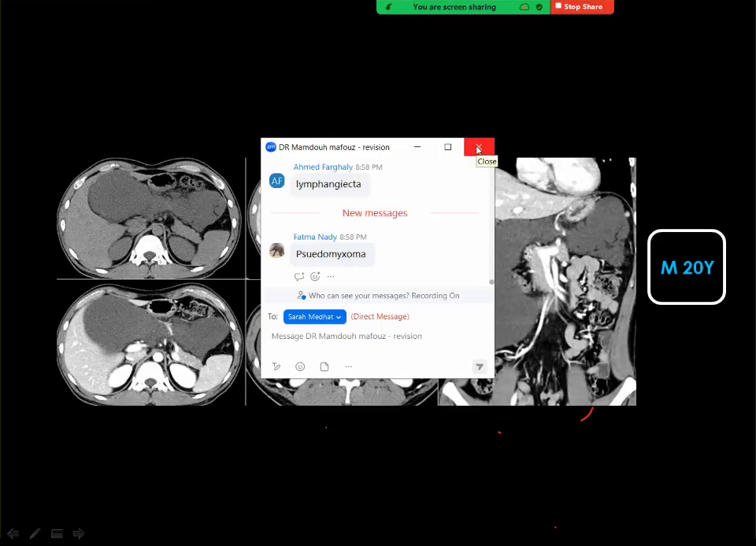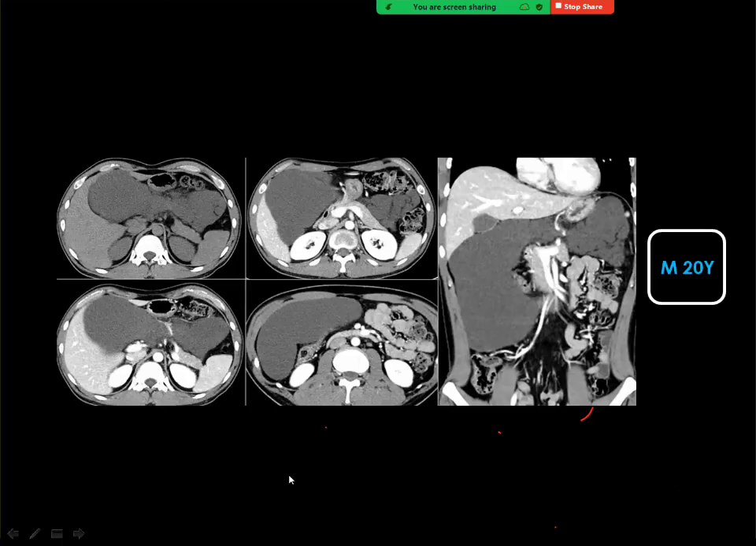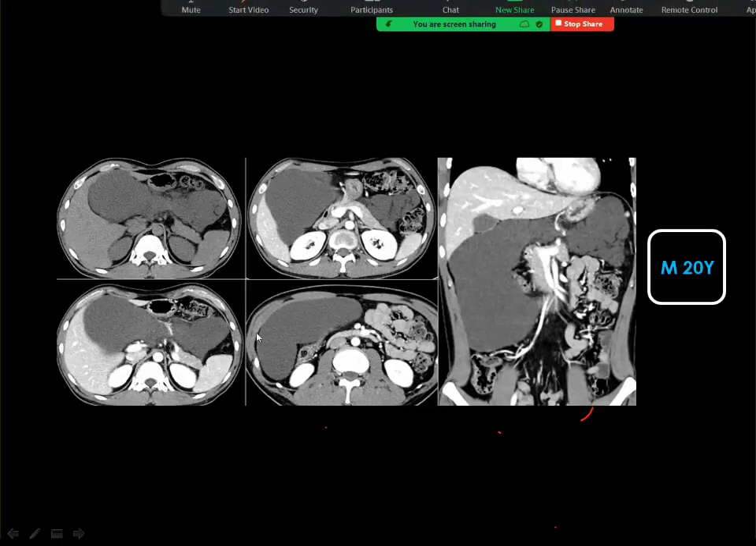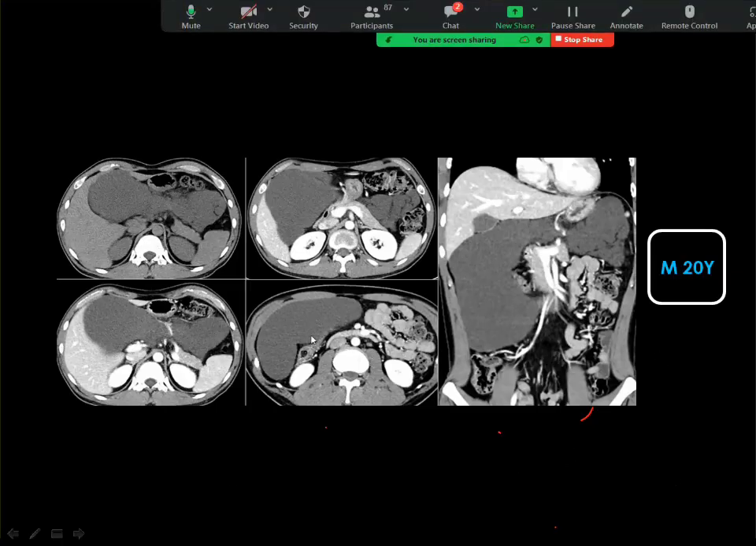Is lymphangioma, not lymphangiectasia, lymphangioma. The only lesion which is cystic in the peritoneal cavity and creeps everywhere in the cavity, around the vessels, around the organs, this is peritoneal lymphangioma.